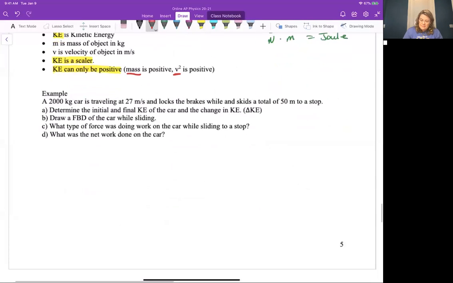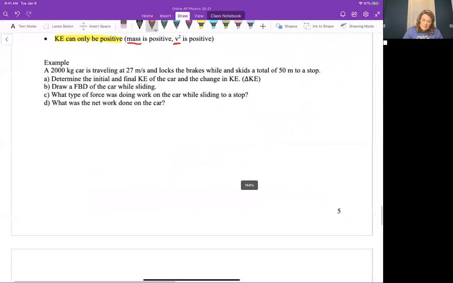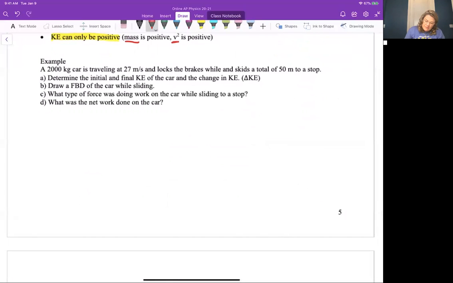So that is known. All right, next example. We have a 2,000 kilogram car that's traveling at 27 meters per second. It locks the brakes and skids a total of 50 meters to a stop. So let's draw a picture. 27 meters per second, skids to a stop. So delta x equals 50 meters, and we have final velocity equal to 0.